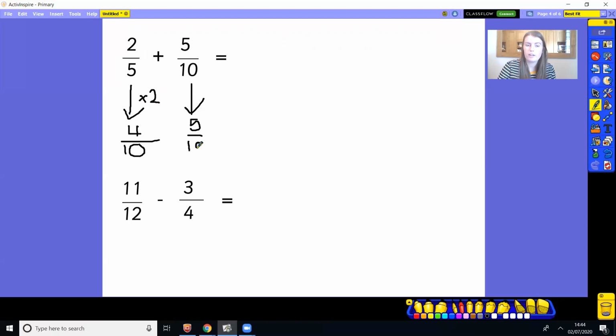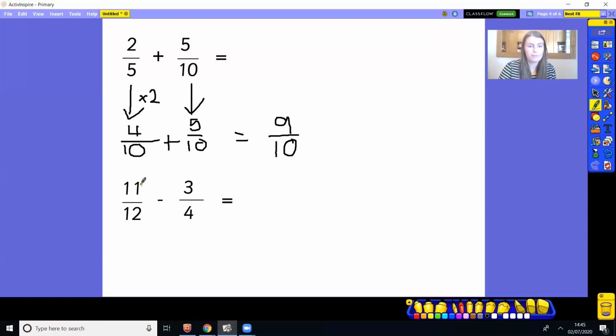Excuse my handwriting on the laptop. So 4 tenths add 5 tenths equals, so remember we add the numerators, 4 add 5 equals 9. 10 add 10, we leave the denominator the same. So it would not be 20, it would stay as 10. So 4 tenths add 5 tenths equals 9 tenths.